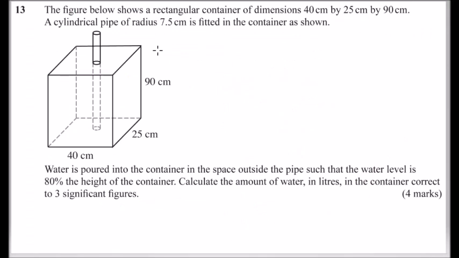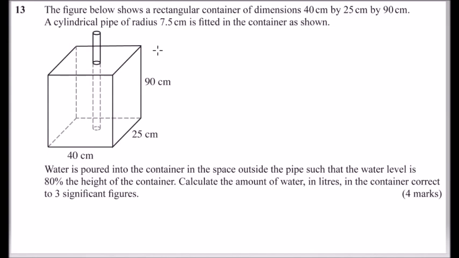Question number 13. The figure below shows a rectangular container of dimension 40, 25 and 90. A cylindrical pipe of radius 7.5 centimeter is fitted in the container as shown. So we have the diagram there. We have the pipe. Water is poured into the container in the space outside the pipe such that the water level is 80% of the height of the container. Calculate the amount of water in liters in the container correct to 3 significant figures.